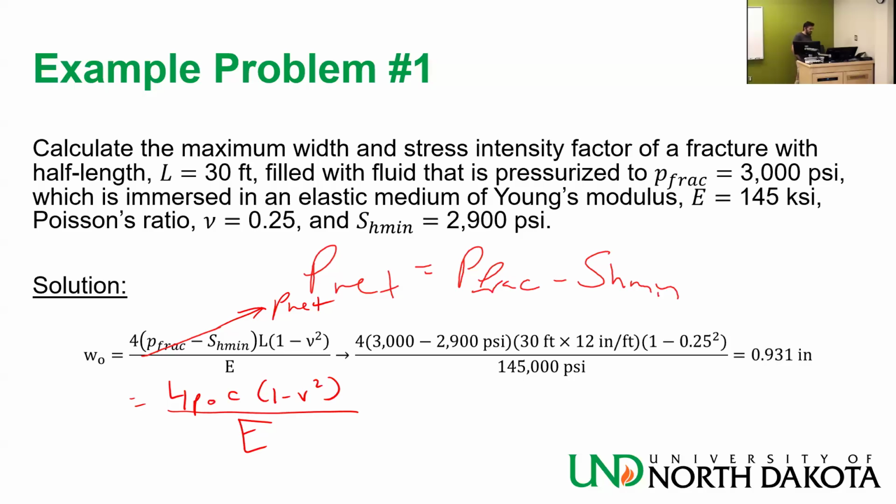Some unit conversions: make the feet to inches. If you're going to use PSI, that is pounds per square inch, absolute. So PSI will cancel each other with the bottom, and you will get something like inches. So less than 1 inch is the maximum width of that fracture. And bear in mind, that's a 30 feet fracture.